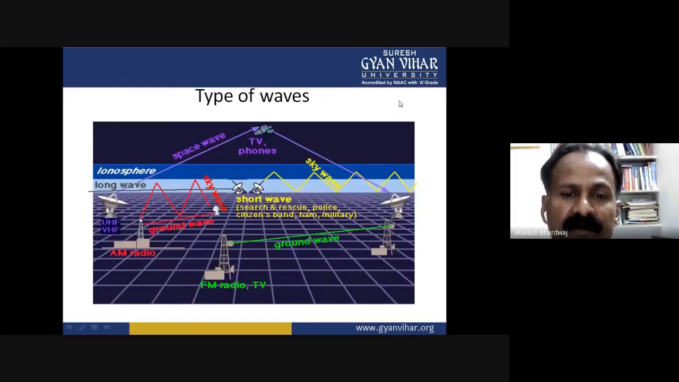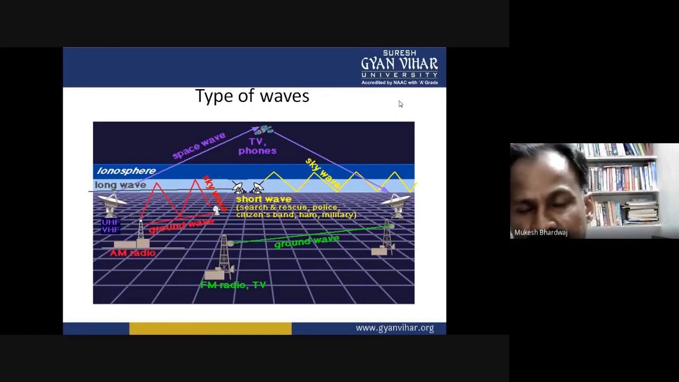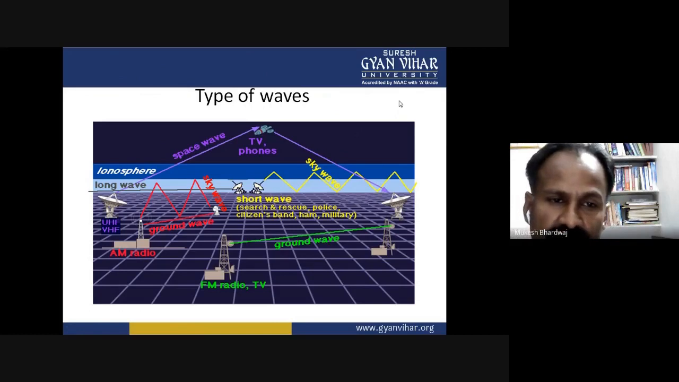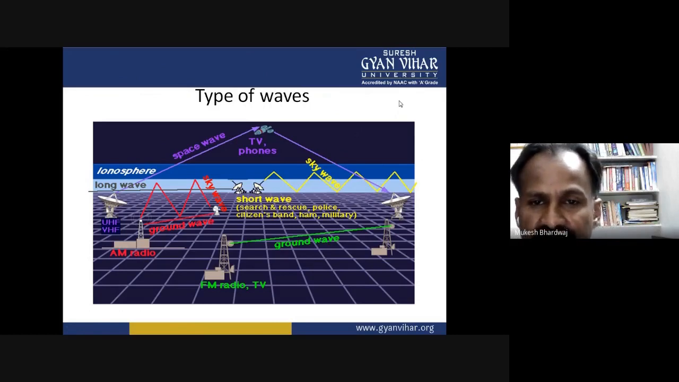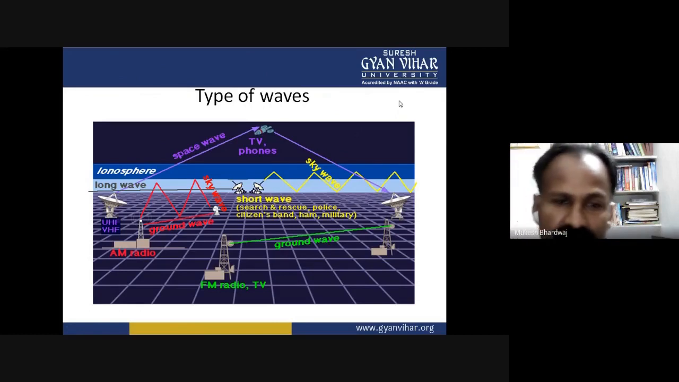Types of waves, as we know that waves depend upon various ranges. In the ionosphere: long wave, space wave, TV phone, sky wave, short wave, ground wave, and how the communication takes place.